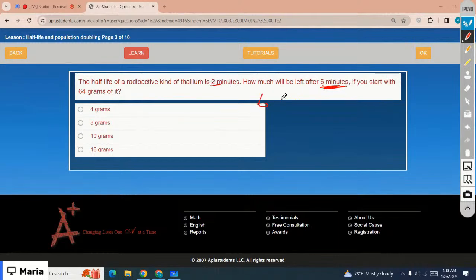So 6 minutes equals 2 plus 2 plus 2, right? The half life means it would be half after every 2 minutes, right? So that means you need to divide 64 by 2 times 2 times 2. 2 times 2 is 4, 4 times 2 is 8. Yes, that is 8. You're right. The correct option is 8 grams. That means after 6 minutes, the thallium left is just 8 grams.